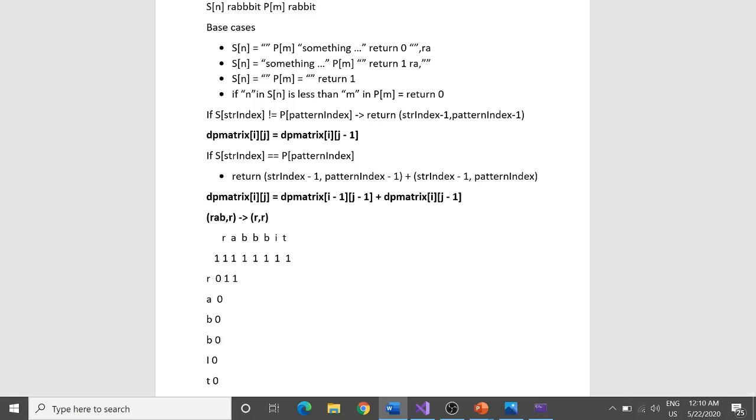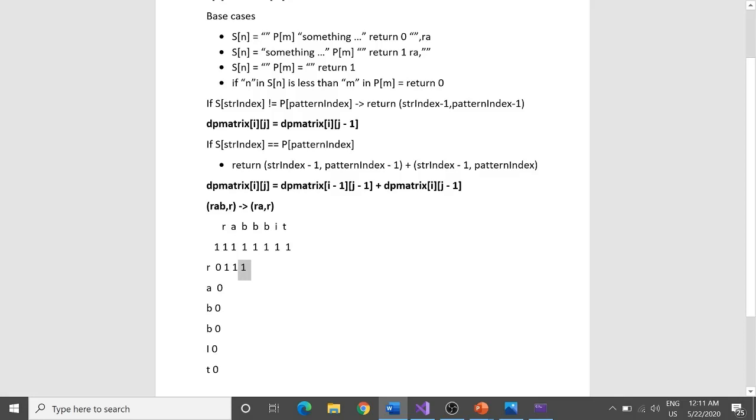And why 1? Because what would I be recursing for? Okay, B and R are not same. So just tell me the total number of distinct subsequences of this subproblem, and where can I find this subproblem? RA in my string and R in my pattern. It's this subproblem. So the answer to this subproblem would be this thing, and hence a 1 over here again. So the same way we would be populating our complete DP matrix. The last cell of this DP matrix would be our intended subproblem.